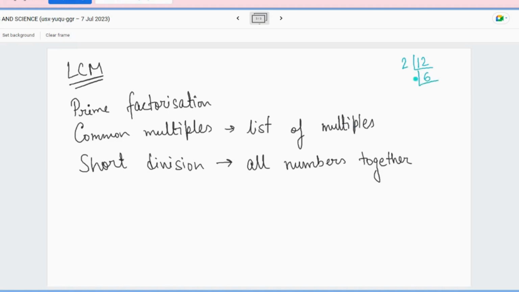2, 6, 2 again, 3, 3 again, 1, that's it. So আমি পাবো 12 = 2 × 2 × 3 × 1. Now obviously I'll have different sets of numbers.